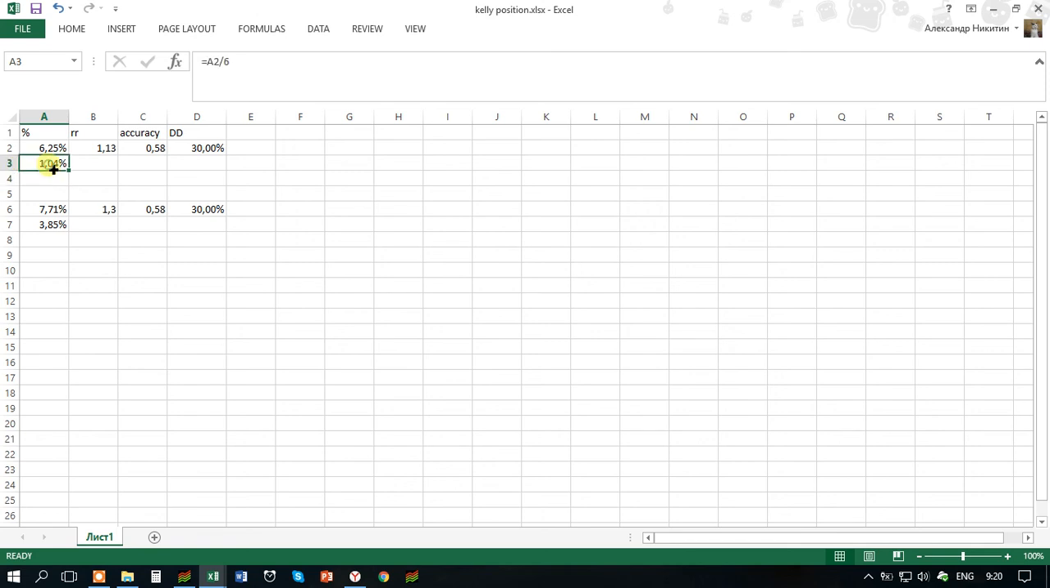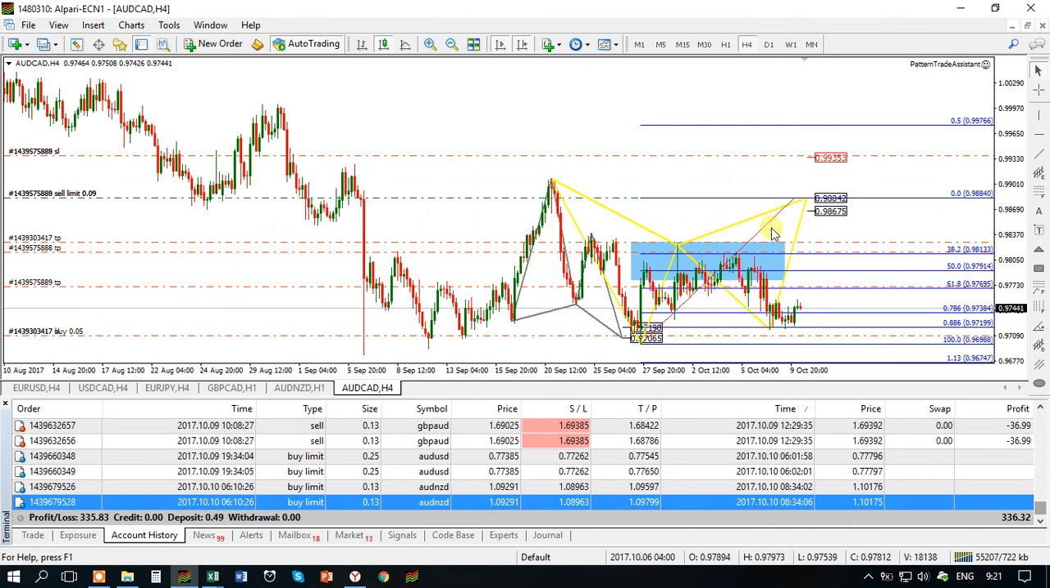So this way you will have the amount you need to risk in order not to hit the drawdown of 30%. So this is my calculation per the pattern. I'm saying that this should be 1%, 2%, 3% per pattern.